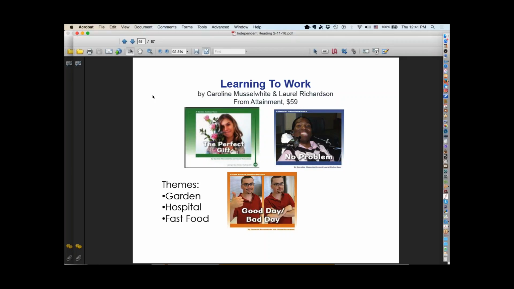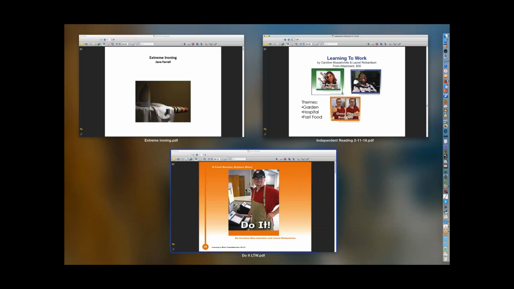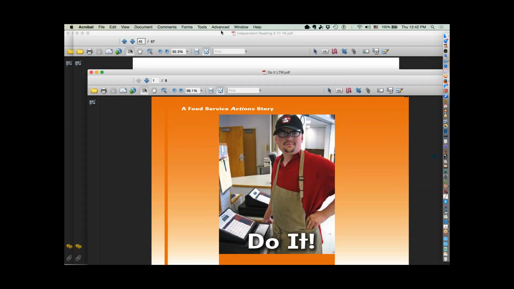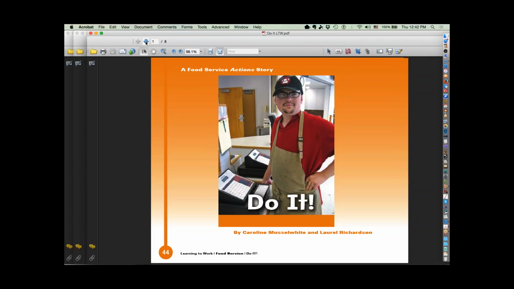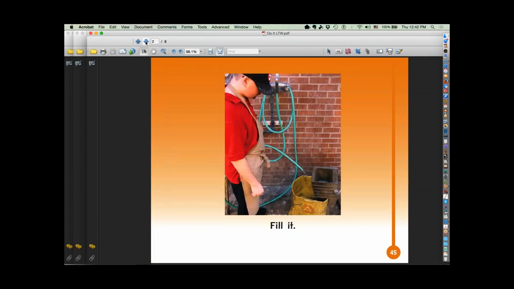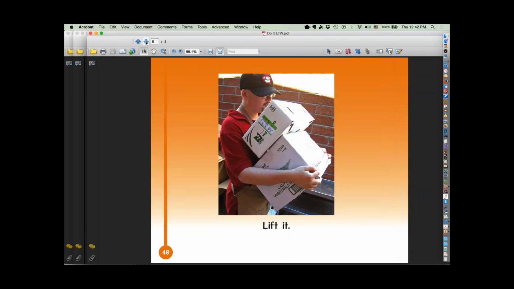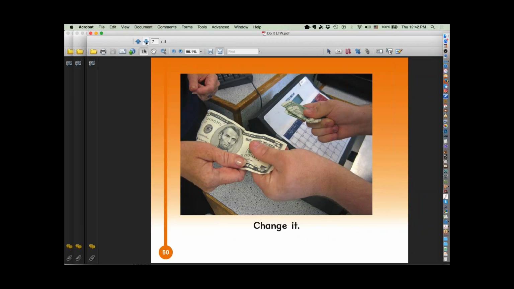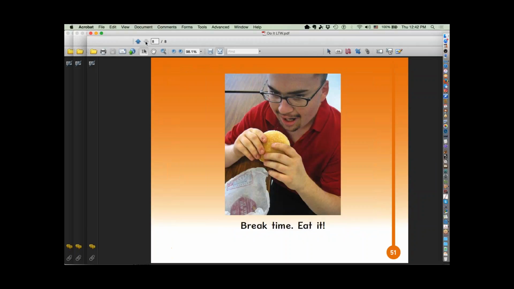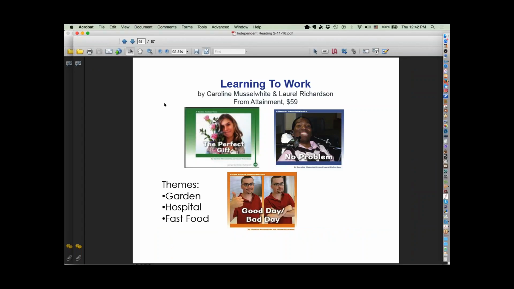But you can also look at very, very simple highly transitional books. So here's an example of a transitional book that's super easy. Do it. Fill it. Mop it. Wipe it. Lift it. Carry it. Change it. Break time. Eat it. So just again, it's an action transitional book that has only the action word changing each time. So just examples of books that might be supportive for students.